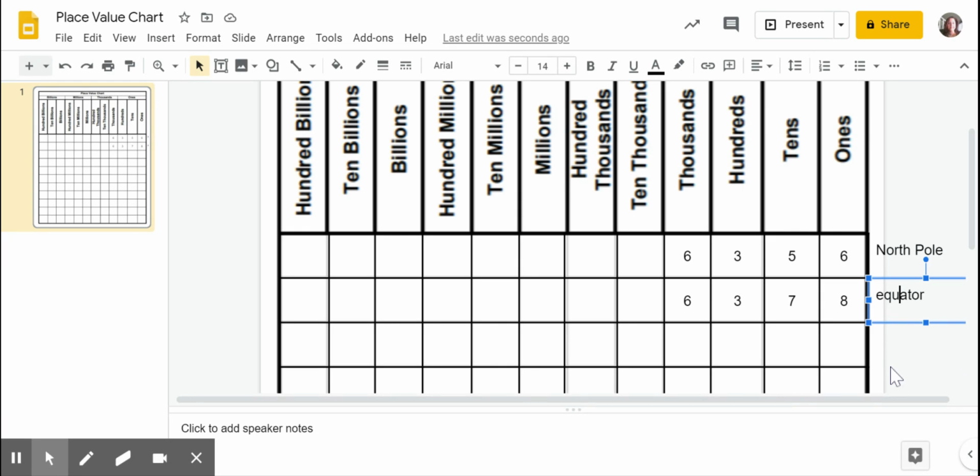Now let's use the same place value chart to compare 3 numbers. I will delete what I have. You can continue on the bottom. You can skip a row so that you can write your new numbers and not get confused.